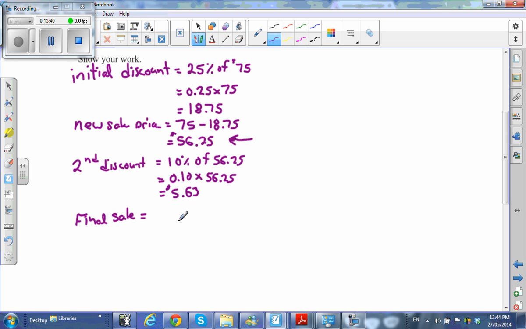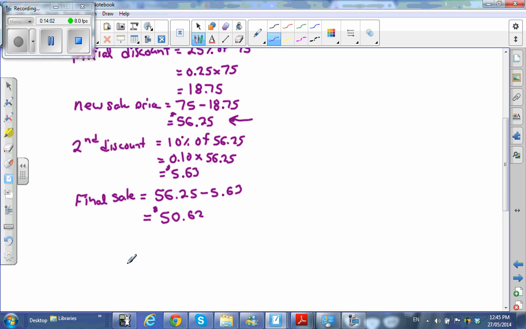So final sale is, or I should have said maybe final sale price is going to be $56.25 where we left off, minus the $5.63. That gives me $50.62. Okay. Now to figure out the tax, we can just times by 0.13 if you want to actually figure out what the actual tax is. The other option would be to times by 1.13.